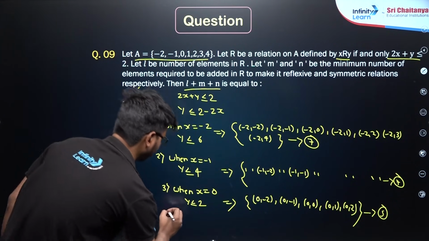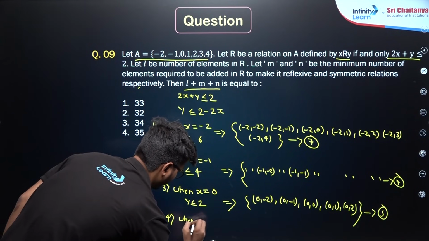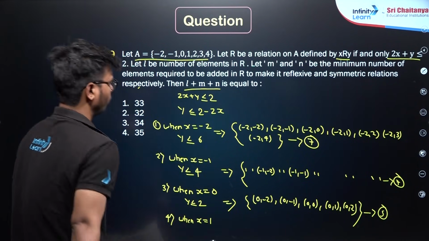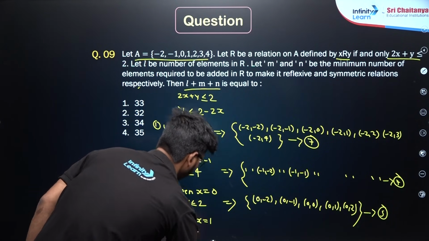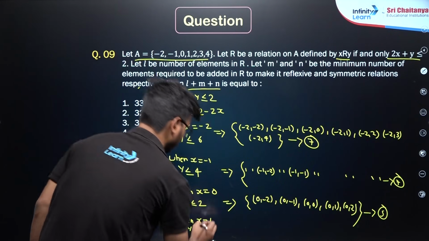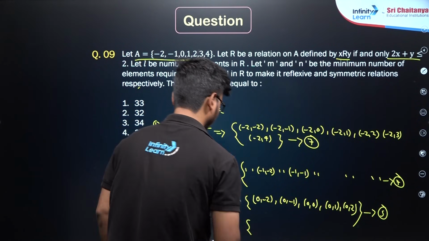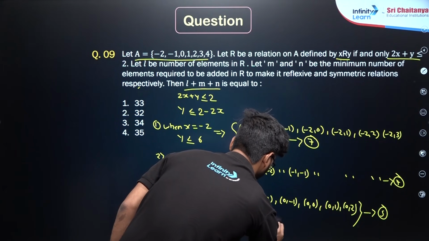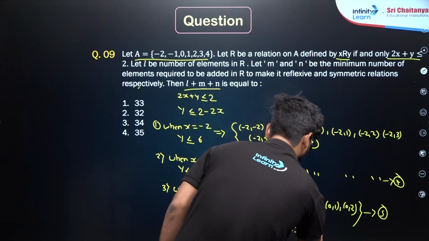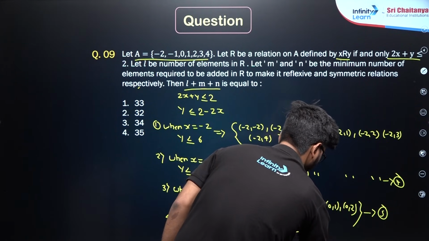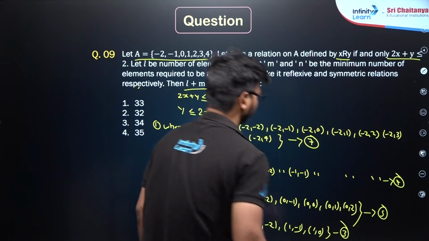Now let's take case number 4. Case number 4 I am taking when x equals 1. So if x equals 1, we are going to get y ≤ 2 - 2, so y ≤ 0. So here the elements that we are going to get are (1, -2), (1, -1), and (1, 0), correct? So here we are getting a total of 3 elements.